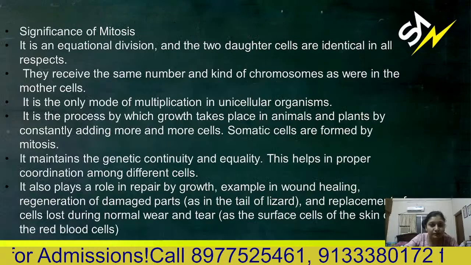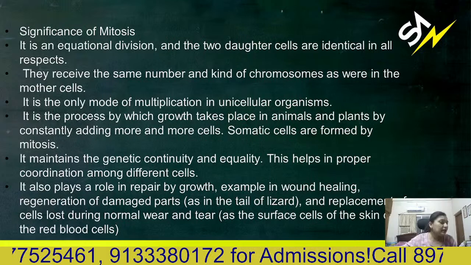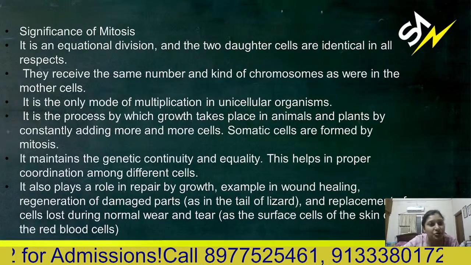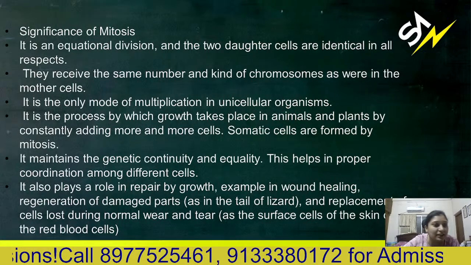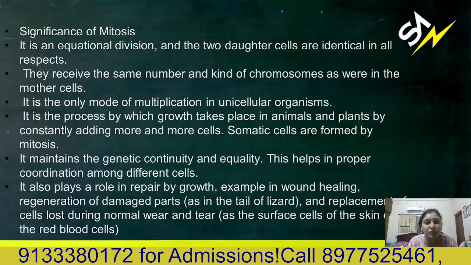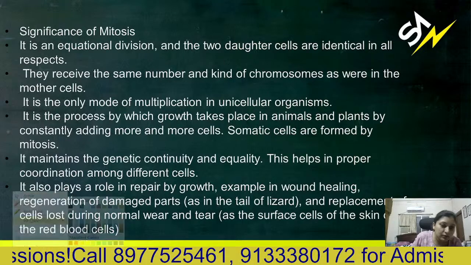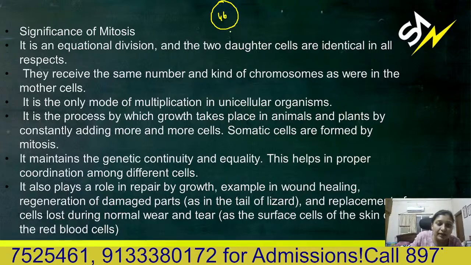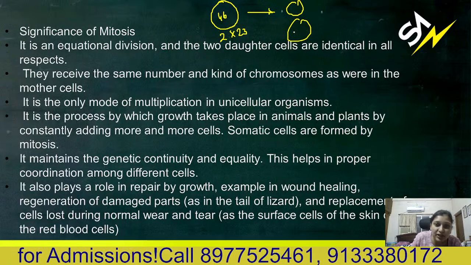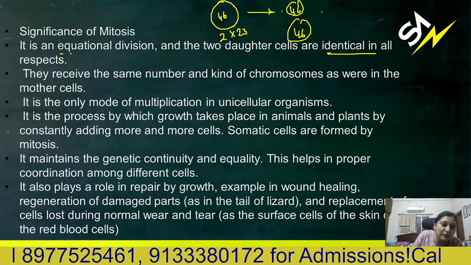Now, significance of mitosis. It is an equational division because a 2n cell forms 2n cells only, and the two daughter cells are identical in all respects. That's why it is known as equational cell division. They receive the same number and kind of chromosomes as in the mother cell. For example, a cell having 46 chromosomes, that means 2 into 23, will give two cells by mitosis which have the same number of chromosomes. That's how they are identical.